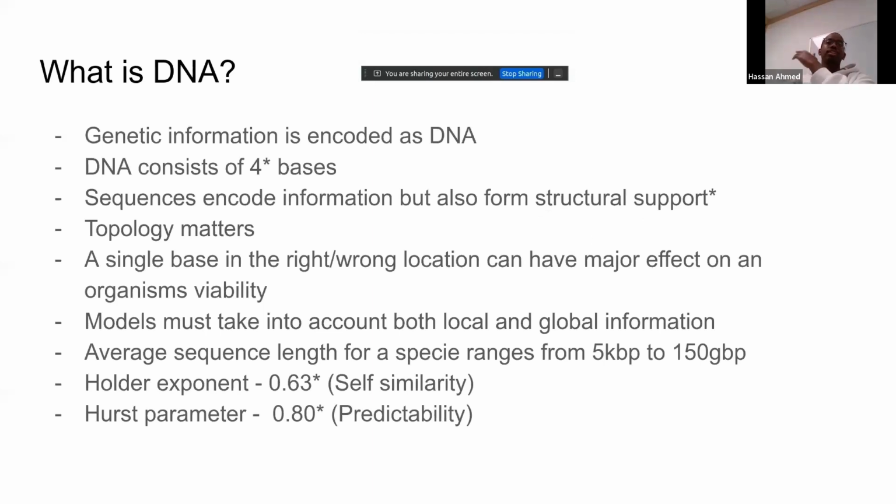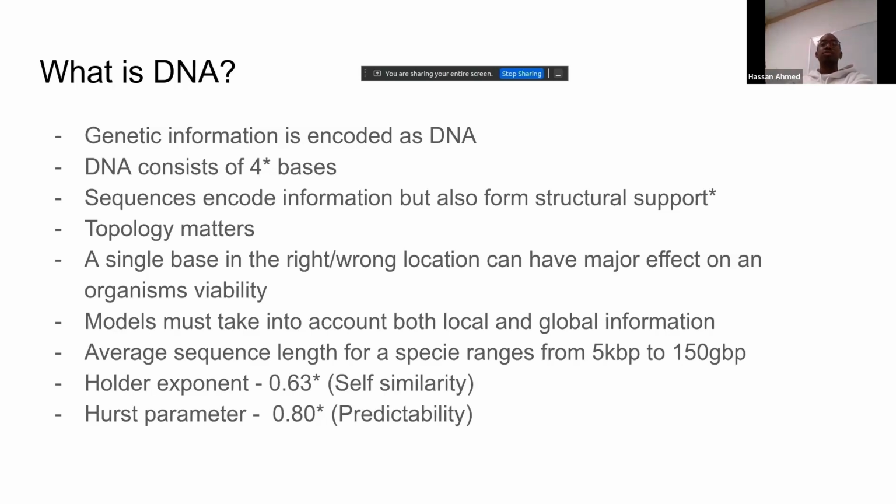So it's encoded in A, T, C, and G. Obviously, there's other. It's not necessarily just the base pairs on their own. It's also the interactions between the base pairs, as well as interactions with the proteins that structure the base pairs themselves, etc. So sequences encode information, but it also forms structural support. Topology matters. A single base in the wrong location can have major effect on an organism's viability. Models must take into account both local and global information.